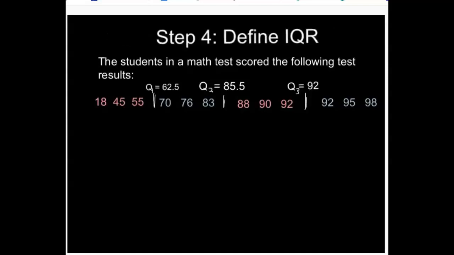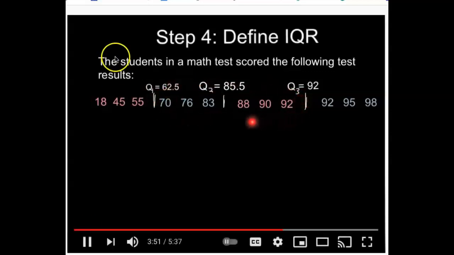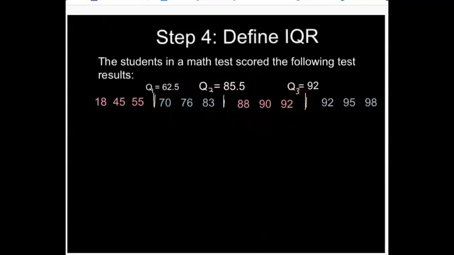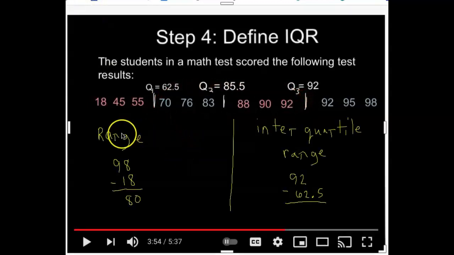To do that, you are quite simply going to take your Q3 number and subtract your Q1 number to get the range of your 50%, middle 50% of the data. Okay, to review, the range of the entire set of data is the very largest point in the data minus the very lowest point with the least amount of value. And we found out earlier in the video that that is 98 minus 18 is 80.